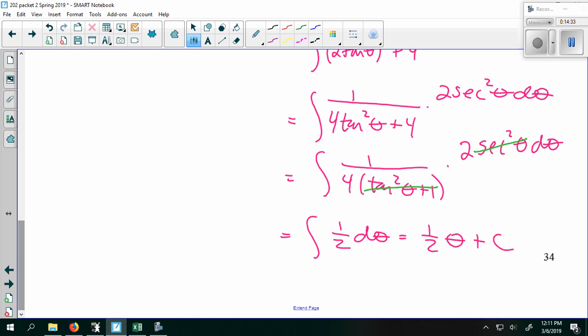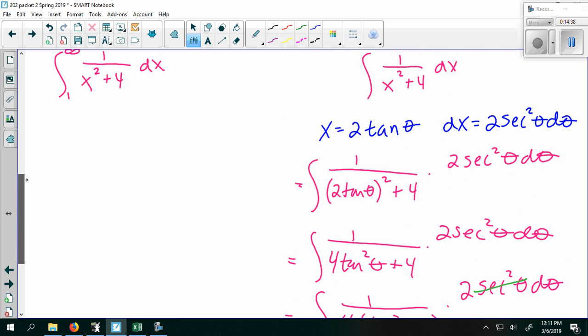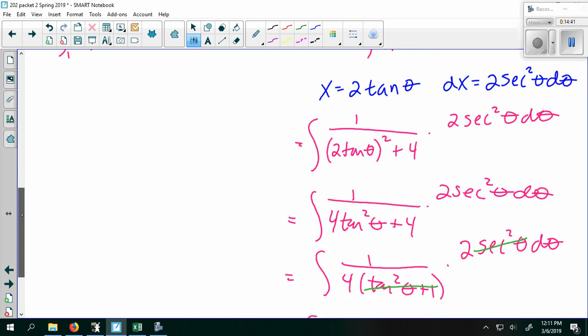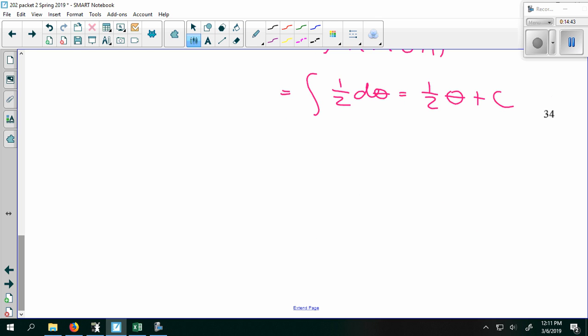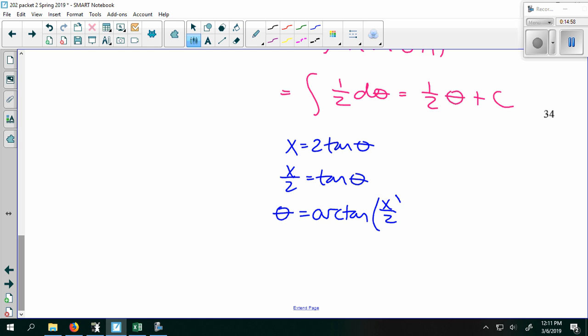Now I just have to plug in what theta is equal to, and that comes from the original x equals 2 tan theta. So if x equals 2 tan theta, I'm just going to solve for theta. So x over 2 equals tan theta, which means that theta is the arctan, or the inverse tan, of x over 2. So my antiderivative is 1/2 arctan of x over 2 plus c.